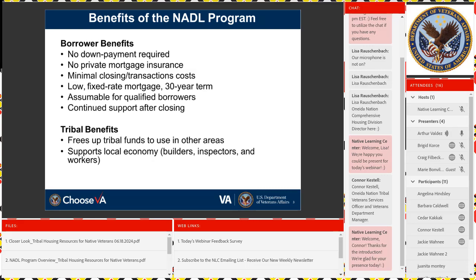Again, these loans are also assumable for qualified borrowers, and we try to continue supporting the veteran after the closing, try to make sure that we can answer any questions and help them through the process of making their payments.